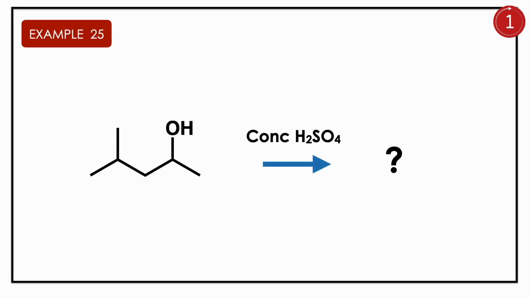Then the next example, you have the alcohol which is in a linear branched chain at the terminal. You are reacting with concentrated sulfuric acid. You should find what will be the final product.